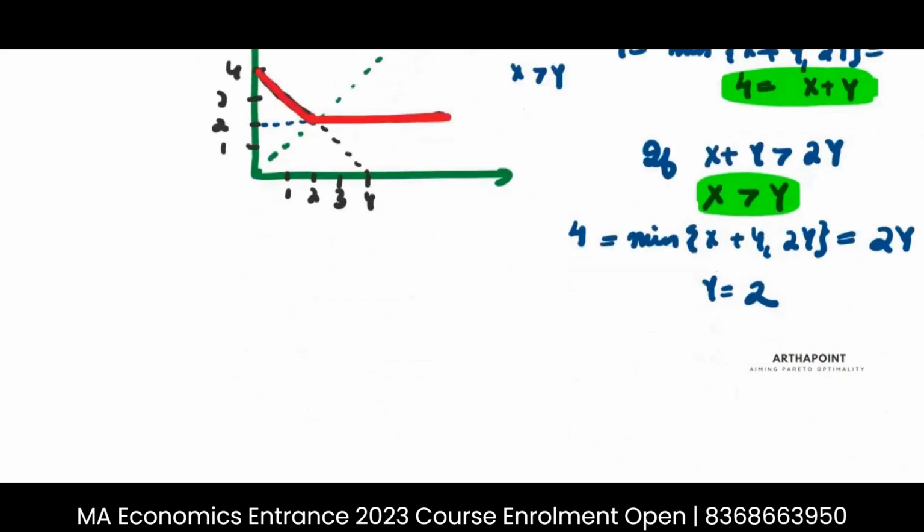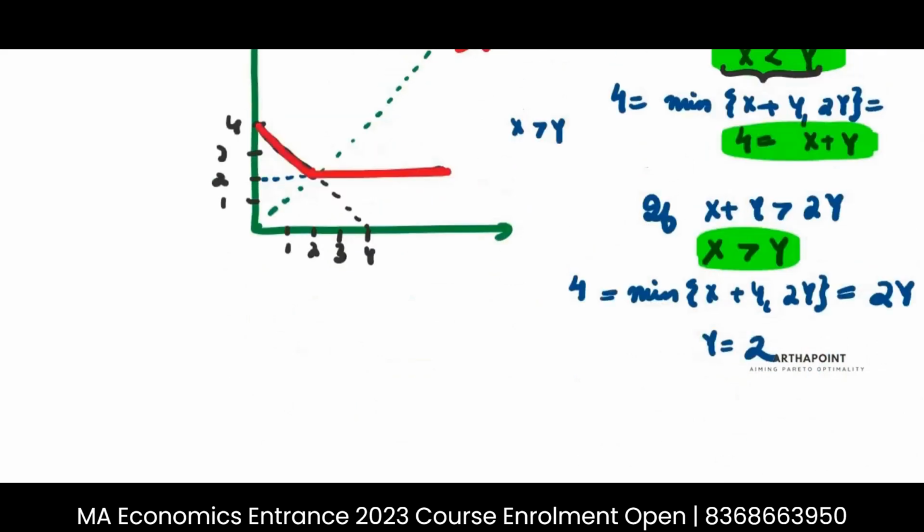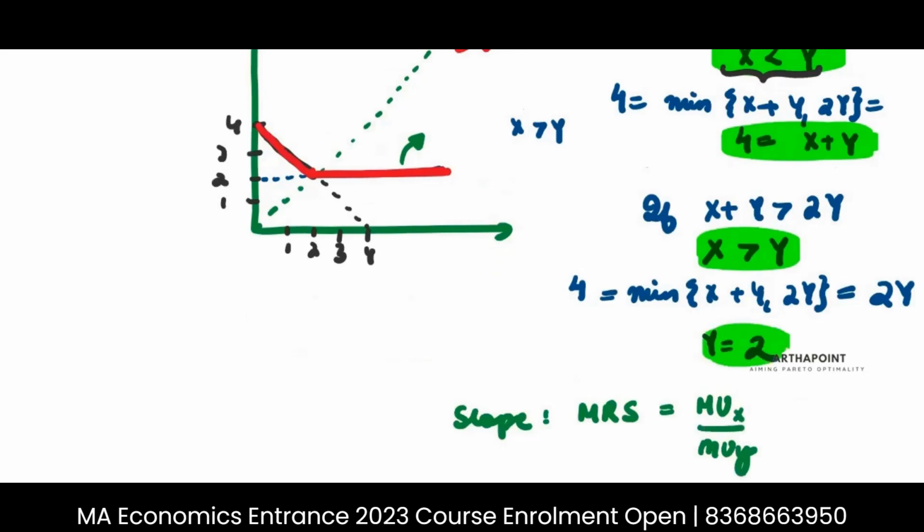Now, see, in this part of the indifference curve, there is no slope, right? Because slope is MRS, and MRS is MUx by MUy. But this equation is y is equal to 2. X is not there, so MUx is 0. There is no change in utility when X changes. You can keep X at any level, 3, 4, 5, utility is not changing. So my MRS is 0 here.